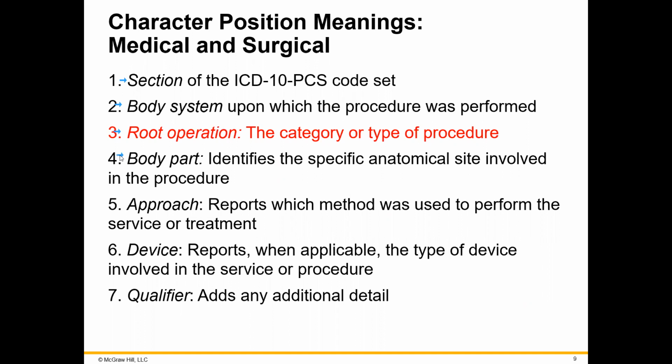We also need to know in the 4th character what body part it is. In other words, what site this procedure is taking place. And then the approach. The approach could be endoscopically through a natural opening, what have you. Some procedures have devices. So for instance, on a cardiac cath, you may have a stent. That's what we're talking about in terms of devices. And then finally, what we have is a qualifier. Qualifier being something that adds an additional level of detail.